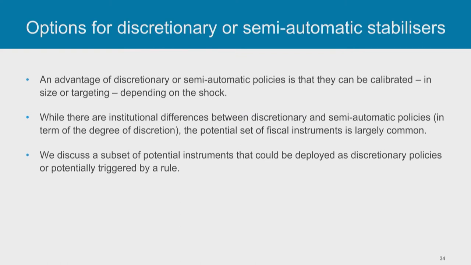So an advantage of discretionary or semi-automatic policies is that they can be calibrated to the size and nature of shocks. There are institutional differences between discretionary and semi-automatic policies in terms of the degree of discretion, but the potential set of fiscal instruments is largely common. So we discussed some potential instruments that could be deployed as discretionary policies or potentially triggered by a rule.